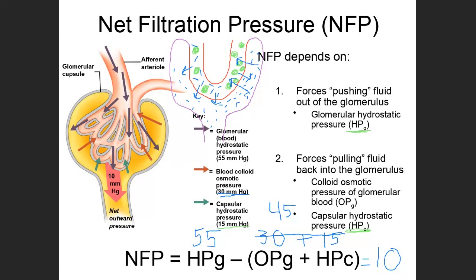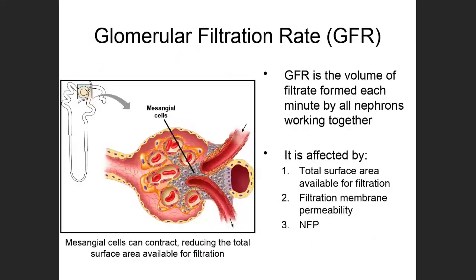Here's another term that you definitely want to be familiar with. It's really important, and you're going to want to understand how it's related to the net filtration pressure. And this is what's known as the glomerular filtration rate, or the GFR. So here's a definition of what GFR is. It's the volume of filtrate that's being formed. So remember, filtrate is everything that gets pushed out of the blood into the renal tubule. So the volume of filtrate that's being formed each minute by all the nephrons in the kidneys working together. This averages about 125 milliliters a minute for adults.